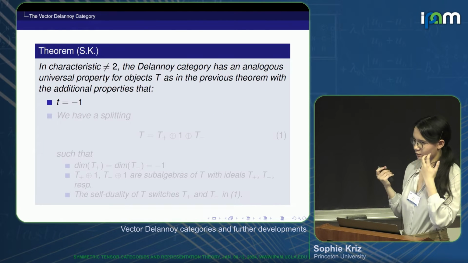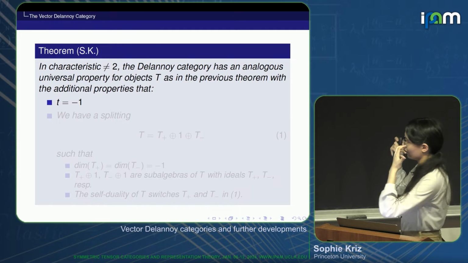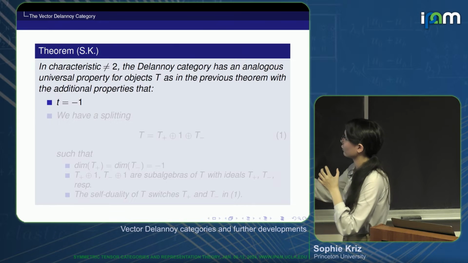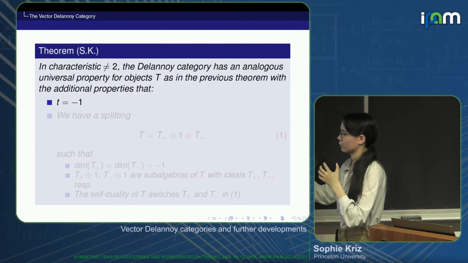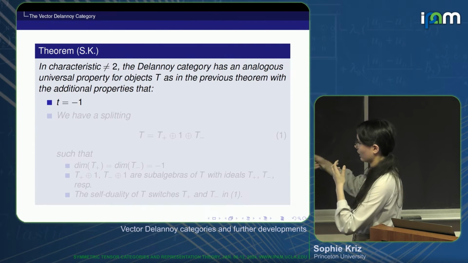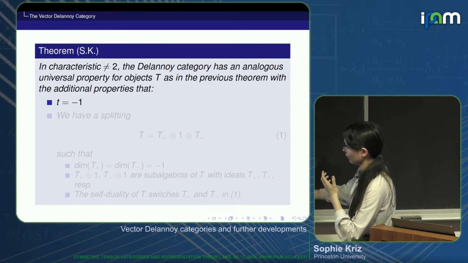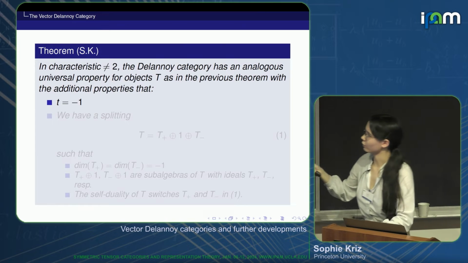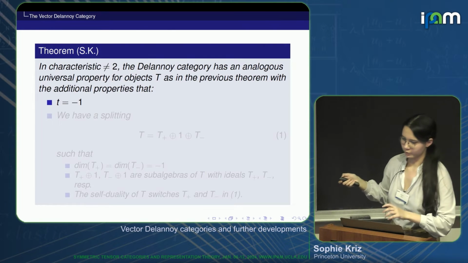The analog for the Delannoy category is that we see something very similar. I'm going to state this for characteristic away from 2. This is just for some formal reason, and there can be additional conditions added to make this work in characteristic 2, but just for the sake of simplicity.